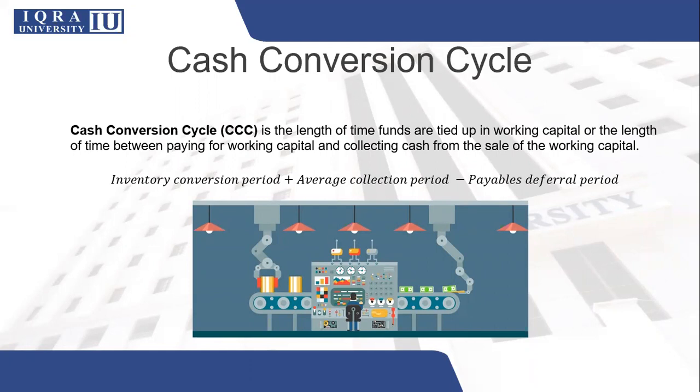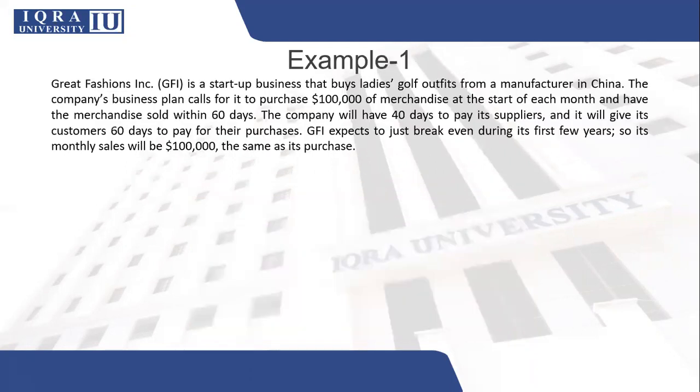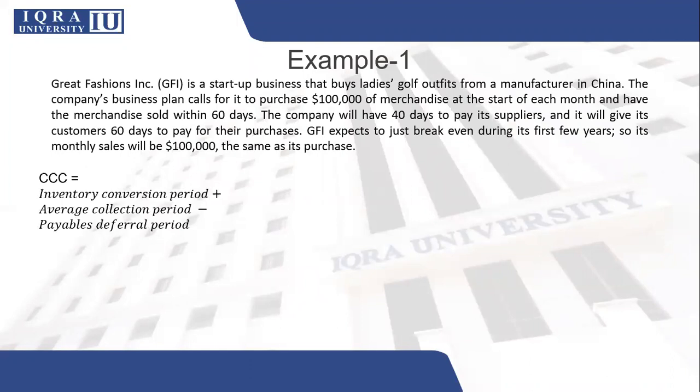Now the formula is the inventory conversion period plus the average collection period minus the payables deferral period. Let's look at an example to understand this even more. So Great Fashion Inc. is a startup business that buys ladies' golf outfits from a manufacturer in China. The company's business plan calls for it to purchase 100,000 of merchandise at the start of each month and have the merchandise sold within 60 days. So the merchandise will take 60 days in order to sell. This is your inventory conversion period. It's the number of days in which you're going to sell your inventory.